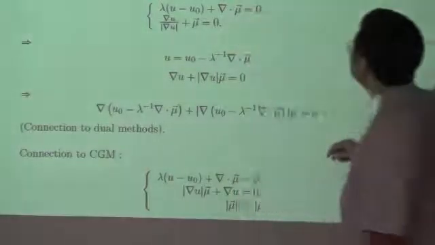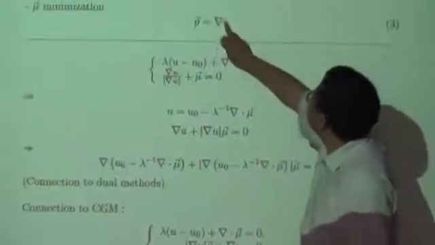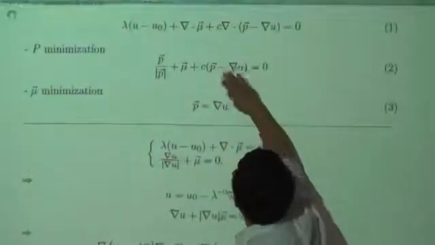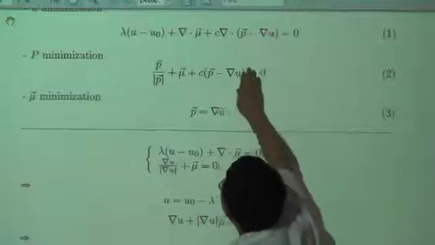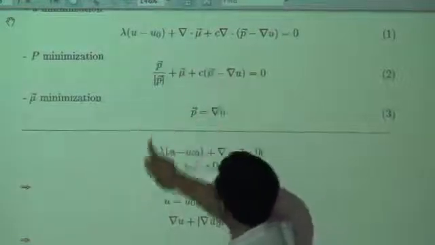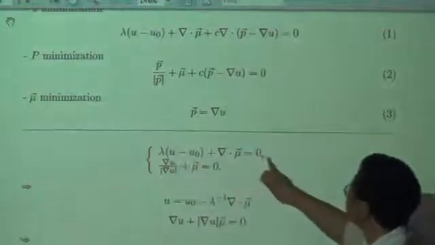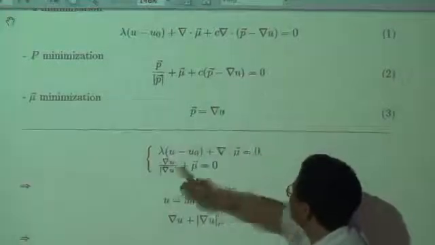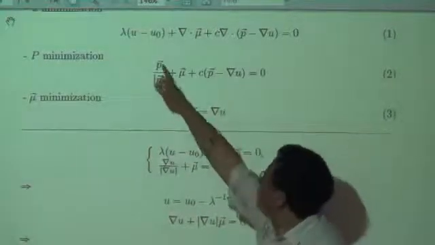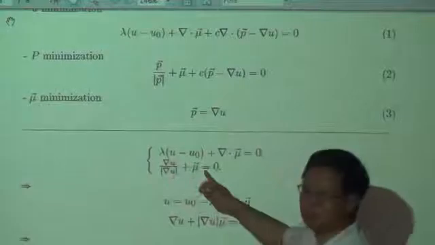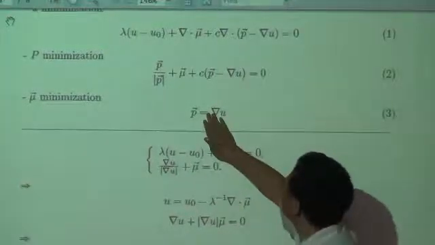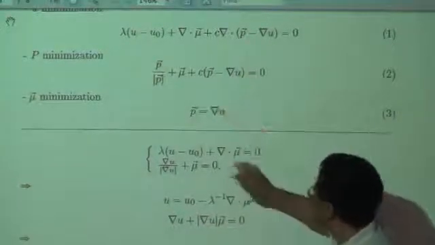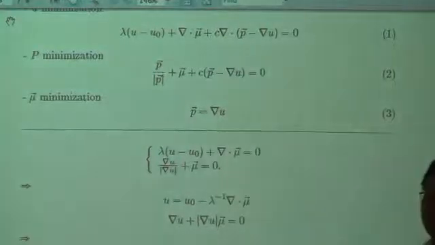First, we notice that P equals gradient U, so this disappears. The penalization term also disappears. So the first equation just becomes lambda U minus divergence equal to 0. And this equation becomes, because P equals gradient U, you have gradient U plus mu equal to here, right? If you put this into the first two equations, you get this one.